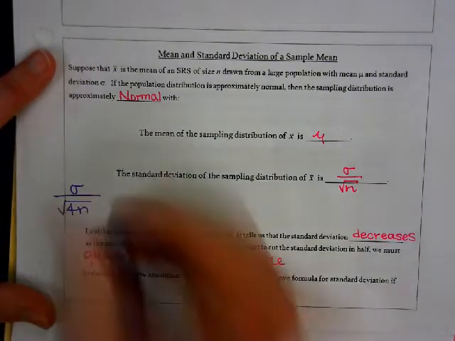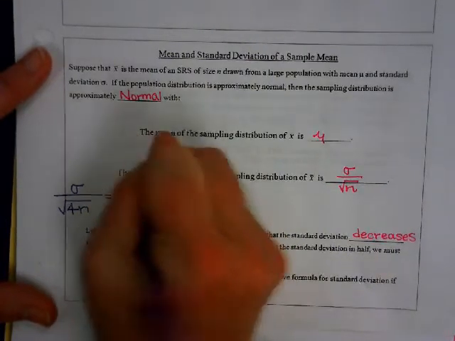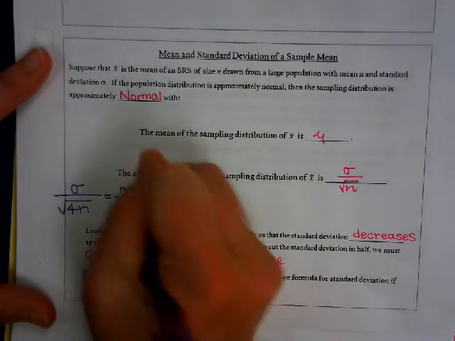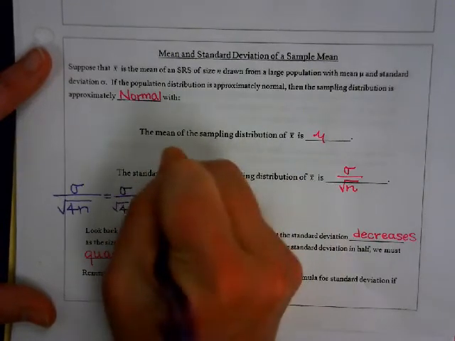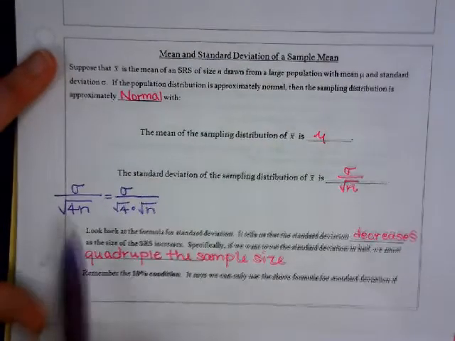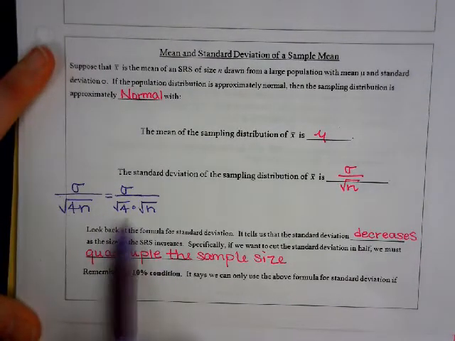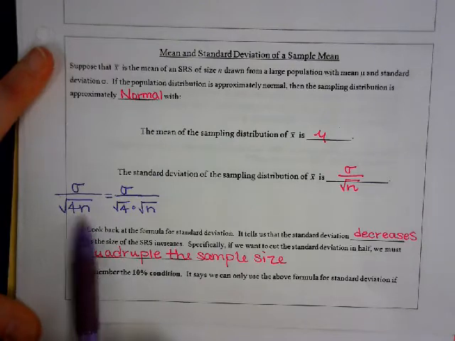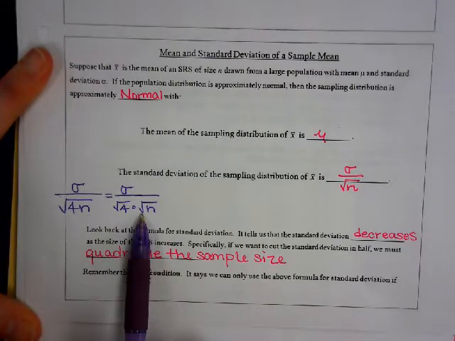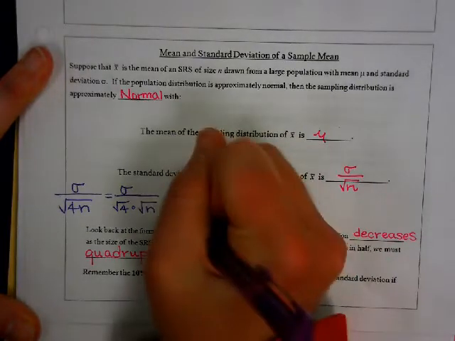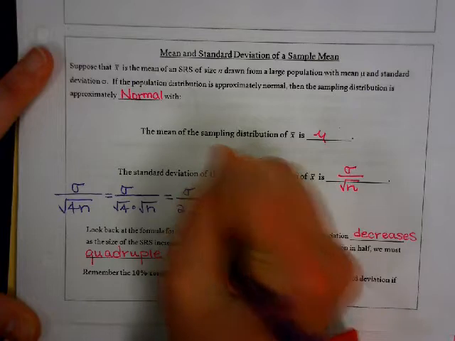I know in my Algebra 2 class we didn't get to the rules of radicals, but you can break up a radical using multiplication. So the square root of 4n, we can rewrite as the square root of 4 times the square root of n. And we know the square root of 4 is 2. So if we quadruple our sample size, we're going to take sigma and cut it in half.